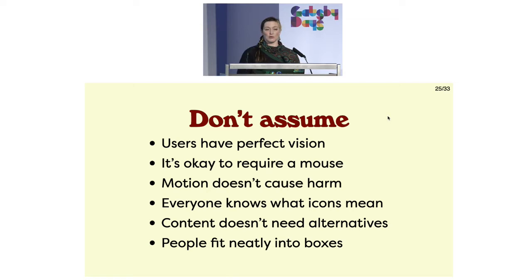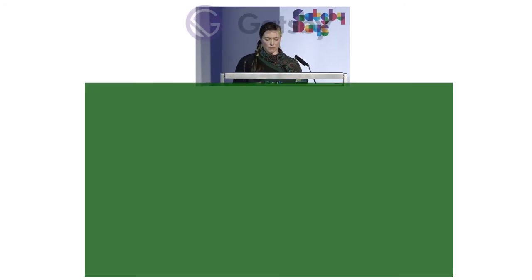And actually, if you have repetitive use injuries, you need to use a keyboard because you have arm strain from using a mouse. You'll start to feel this for yourself if you don't already rely on the keyboard, which is super common. We can't assume that motion won't cause harm, that it's delightful for everyone, so we want to turn things off. We can't assume that everyone knows what icons mean, and Google applications have this problem frequently where they use icons, and a lot of web applications do, where the icons don't actually have any text under them, so it's a guessing game what the icons are for.